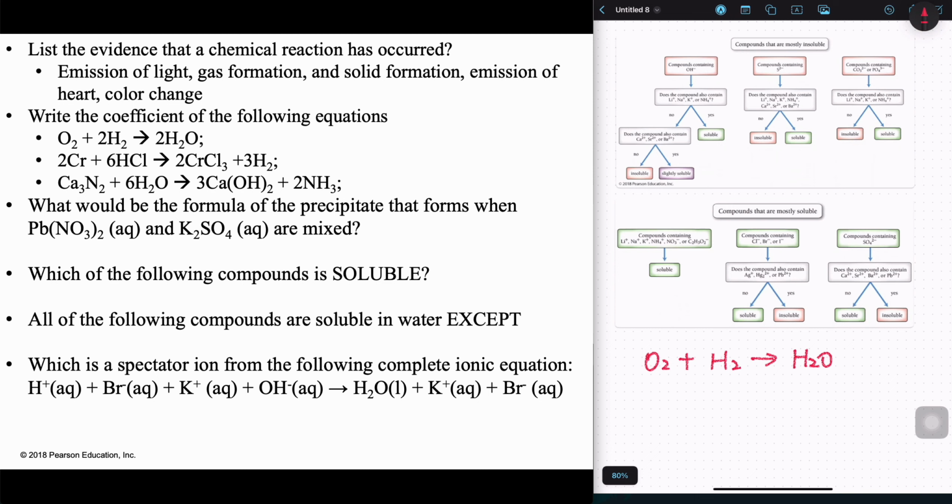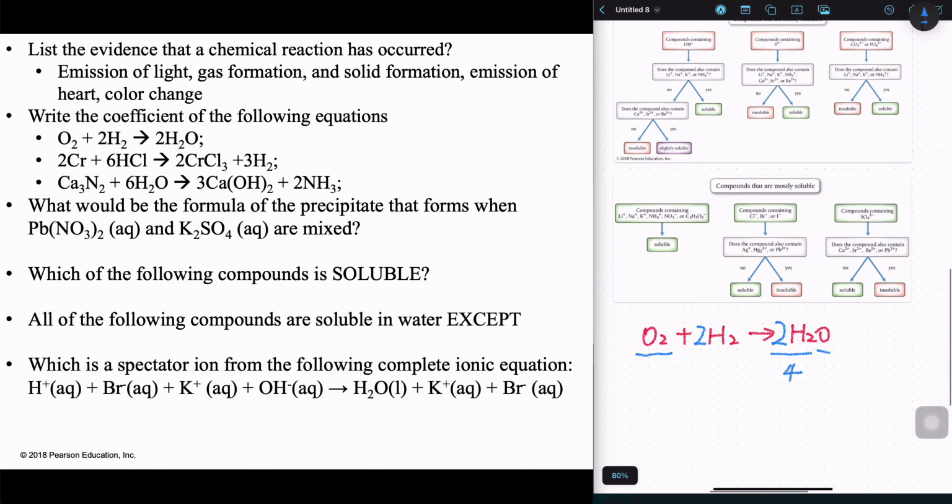So in order to balance, oh, let me change the color. Here we have 2 oxygen on the left side. We only have 1 oxygen on the right side. That is why we need to add the 2 here. But after we add 2, we have 4 hydrogen on our right side. So in order to balance it on the left side, we want to also add a 2 here. That is how we balance the first equation.